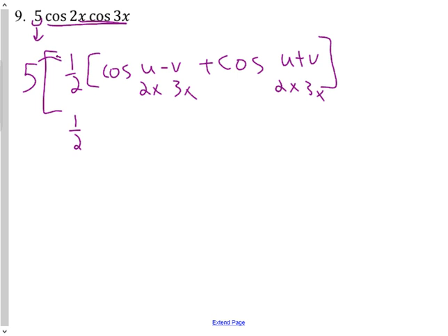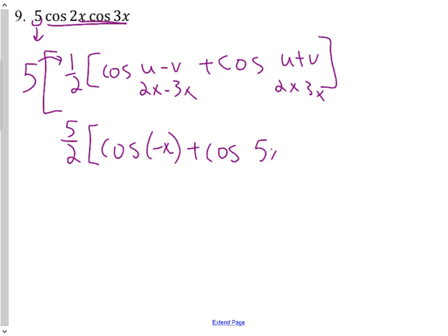And now 5 times half is 5 halves. So we can do that multiplying first here. But we got 2x minus 3x is going to be negative x. 2x plus 3x is going to be 5x over here. Okay. And then lastly, cosine eats a negative. So this negative is going to go away, and we get 5 halves cosine of x plus 5 halves cosine of 5x. And there's our final answer.